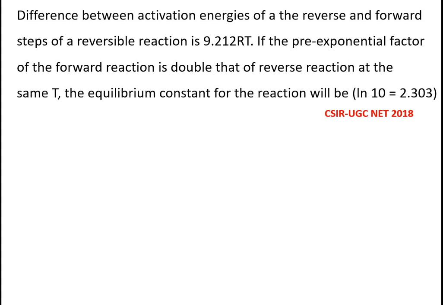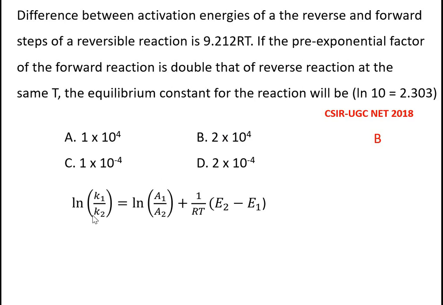This time it's a forward and backward reaction I was talking about. The difference between the activation energies of the reverse and forward steps is this much. If the pre-exponential factor of the forward reaction is double that of the reverse reaction at the same temperature, the equilibrium constant for the reaction will be. So that equation, as I have already mentioned, ln k1 by k2, which is actually the ratio k1 by k2, gives you the equilibrium constant. So A1 by A2 is given, E2 minus E1 is given. So everything is given on the right hand side.